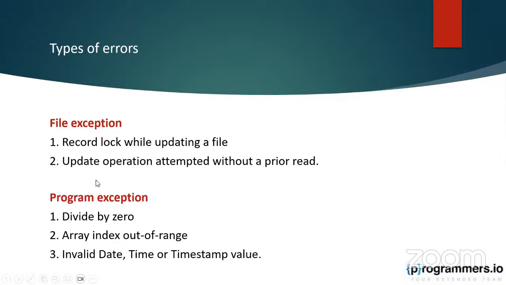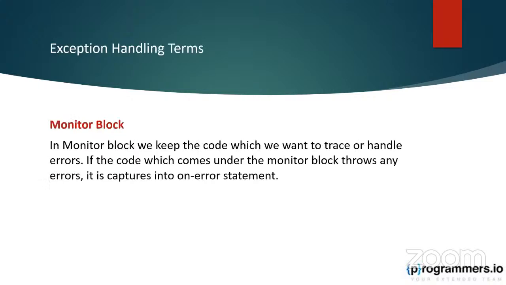The second type of errors we get in AS/400 is program exceptions. The first we can get is divide by zero. Sometimes we try to divide some number by zero, and in that case we get the divide by zero error. We can also get index out of range errors, and invalid date, time or timestamp value errors. If we get these errors, we need to handle them.